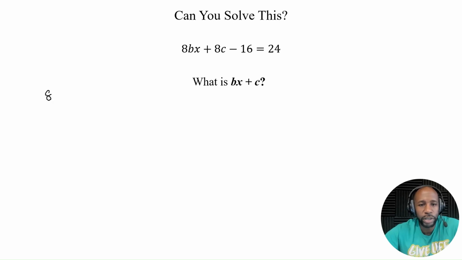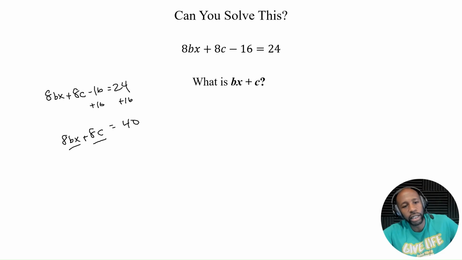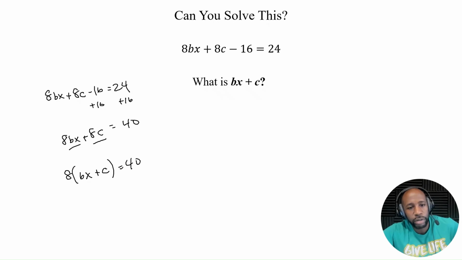Let's rewrite it first. 8bx plus 8c minus 16 equals 24. We're going to go ahead and move the 16 to this side. 24 plus 16 is 40, equals 8bx plus 8c. And you see each of these terms here has an 8 in common. So factor that out. 8 times (bx plus c) equals 40. Divide both sides by 8. And so then you have bx plus c equals 5.